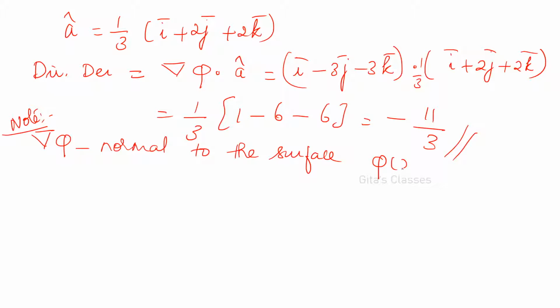Surface phi of x, y, z is equal to 0. If phi of x, y, z is equal to 0 is given, and you are asked to find the normal to the surface, you can find grad phi. And unit normal to the surface means del phi by modulus of del phi. That will be our unit normal to the surface. And the directional derivative is always maximum in the direction of del phi. Please remember that also. Sometimes they may ask.